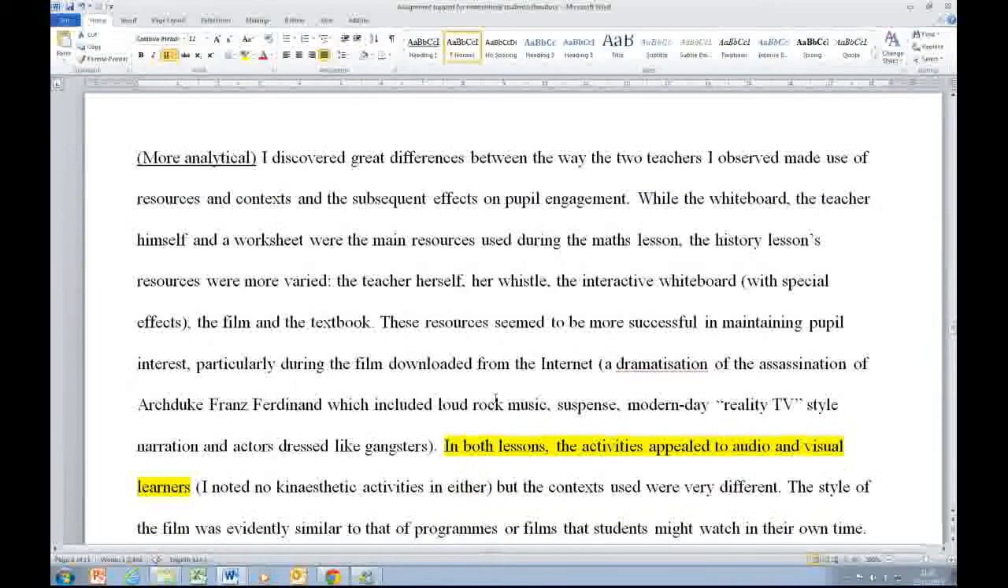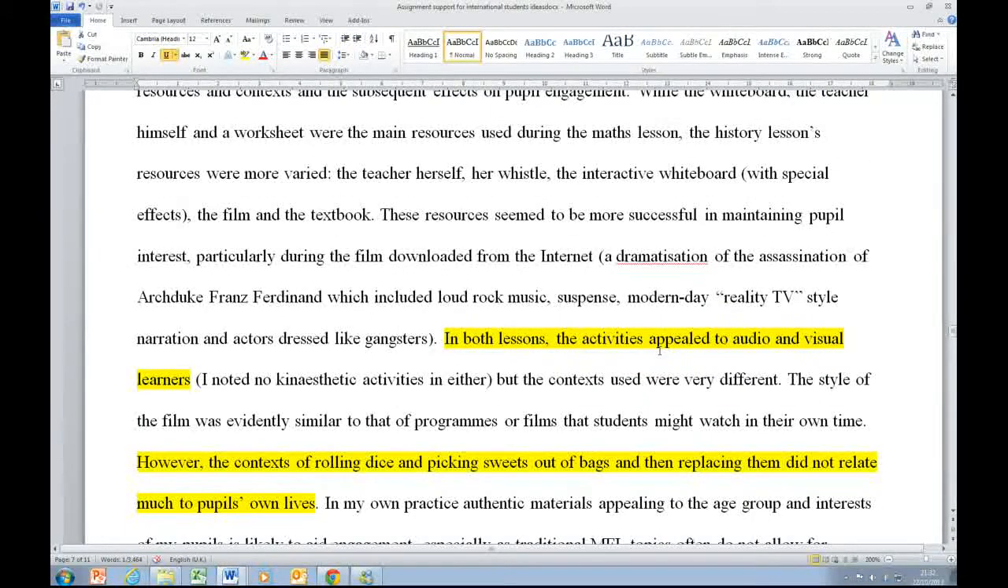This is a slightly more successful attempt at describing observations from an analytical point of view, and it's comparing two different lessons, which is always a good thing in terms of presenting observations, to present it as a contrast of some sort. It can help to make it a bit more analytical, more critical.